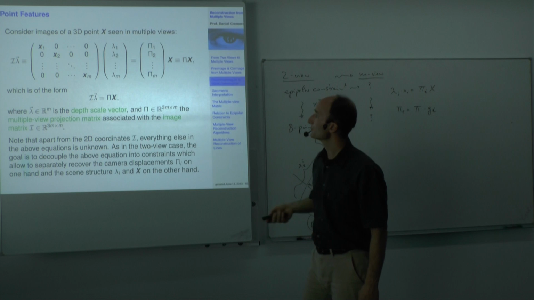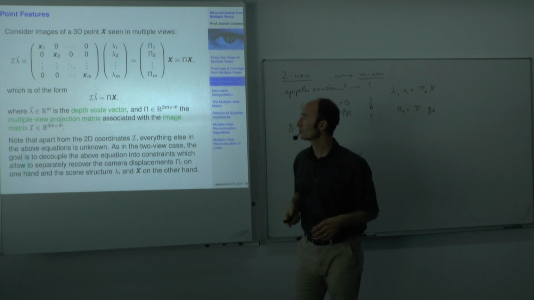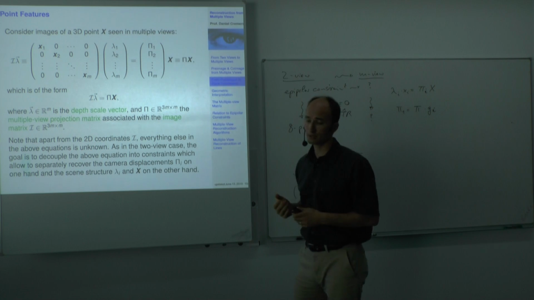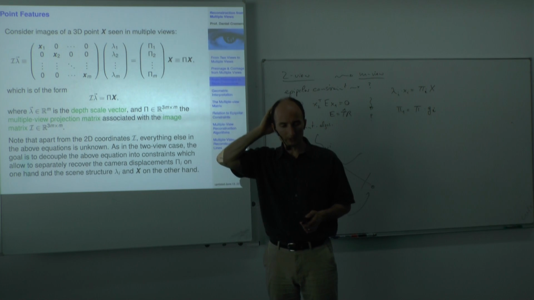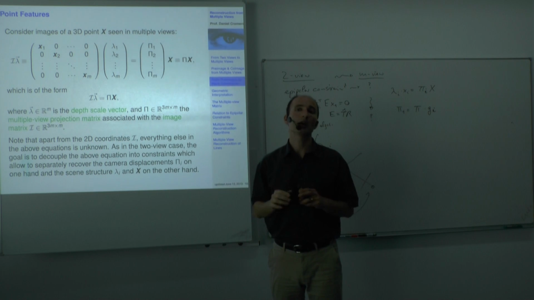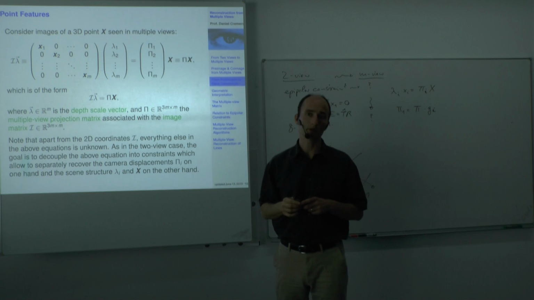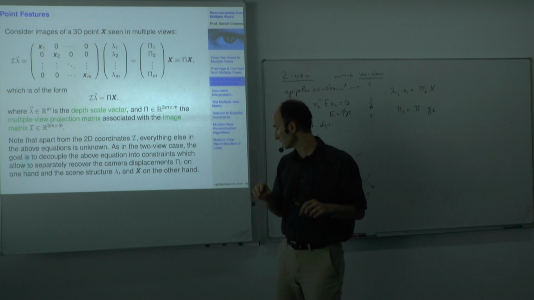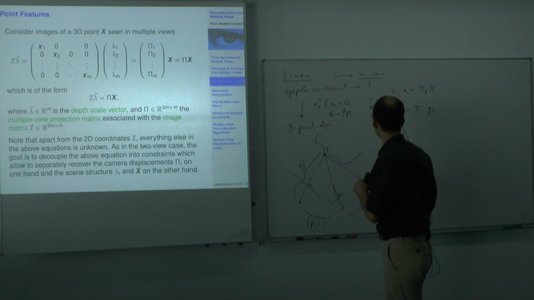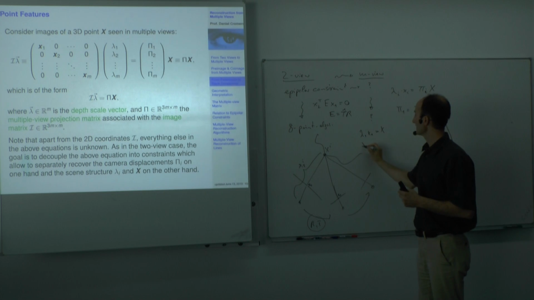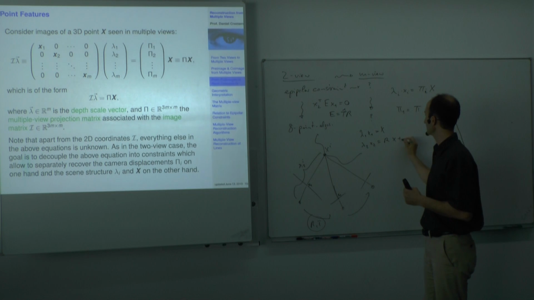So the question is, can we decouple structure and motion in the same way as we did for the two-view case? In the two-view case, we had the epipolar constraint, and you'll see the derivations that follow now are quite analogous to what we did in the epipolar constraint. We also had the projection equations that we started with. Remember, in the epipolar constraint, we said lambda 1 little x1 was large X, and lambda 2 little x2 was large X, but rotated and translated.